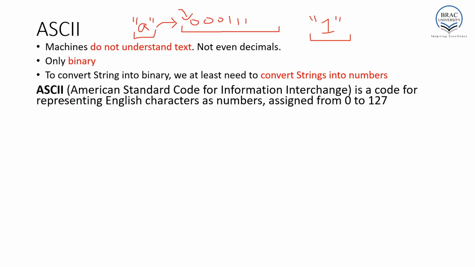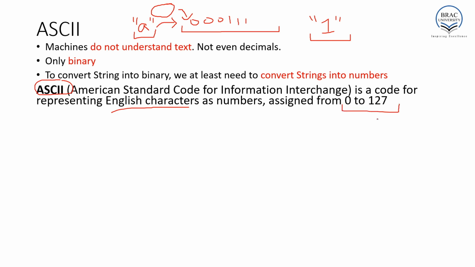So what is ASCII value? ASCII is a short form for American Standard Code for Information Interchange, and it is a code for representing English characters as numbers assigned from 0 to 127. So like I said, before converting a string to its corresponding binary form, there is a middle process, and the character A is converted to a number first, and this number is the ASCII number. So in the series of English characters, each English character has a corresponding decimal value from 0 to 127.